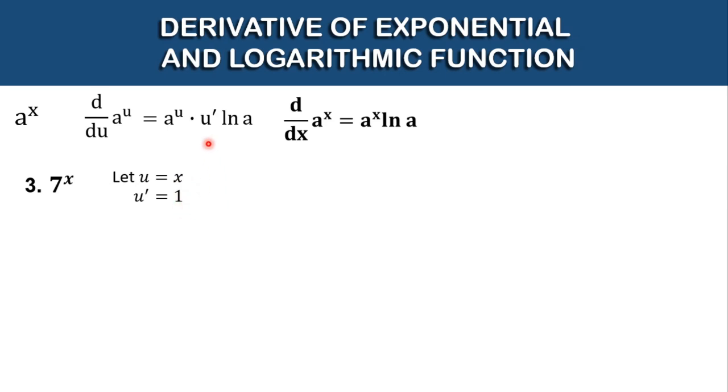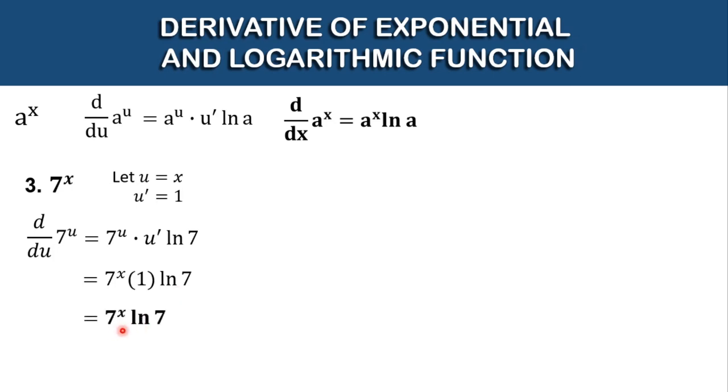Then all we need to do is to use our guide to find the derivative of our given. So d over du of 7 raised to u is equal to 7 raised to u times u prime times ln 7. And we just need to substitute the values that we get. 7 raised to u becomes 7 raised to x because u is equal to x. Then u prime is 1. Then ln 7. So our final answer here is 7 raised to x times ln 7.